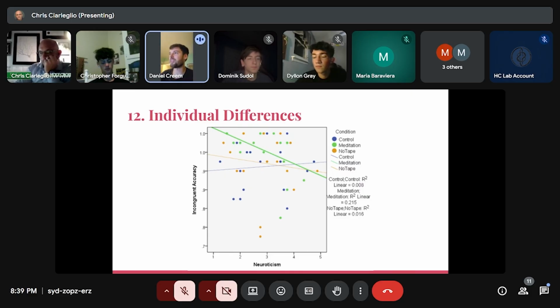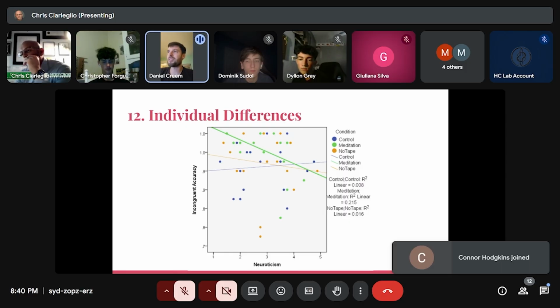So the interesting thing about this is that if we look at this graph, it's a scatter plot, but we have the three groups separated with different colored dots. The blue dots is the control group, the green dots is the meditation group. And we actually went back later and did a no-tape group, and those are the orange dots. And we see that neuroticism affects the accuracy to incongruent trials only in the meditation group, but not in the other two groups. And this is a statistically significant difference. Actually, it may be marginally significant, but it's at least close to significant. Point 2 is pretty strong.